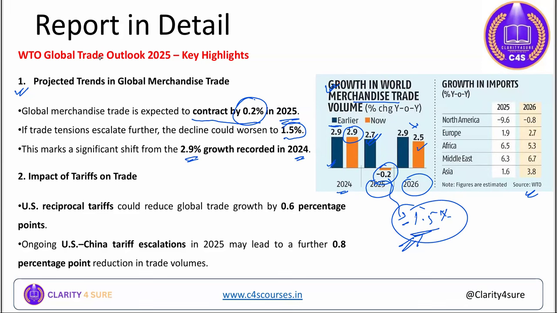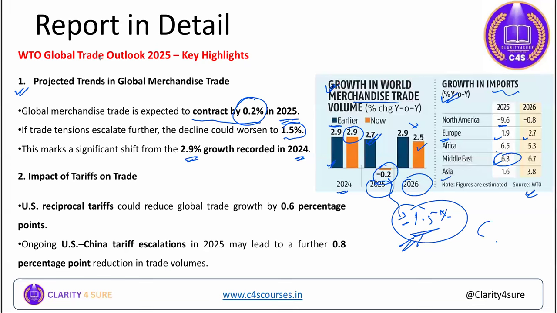All right. So these are the things highlighted, and you can also see it continent-wise. In North America, imports growth is in negative figures, 9.6%, North America consisting of Canada and the USA. All right. Europe is in a positive trend, 1.9%, and in 2026 it is expected to reach 2.7%. In Africa, 6.5%. Middle East, 6.3%, consisting of various countries like Saudi Arabia, Iran, Iraq, Oman, and Qatar.